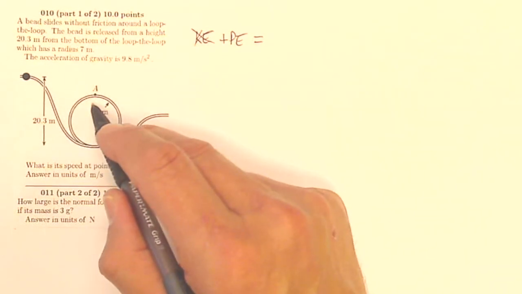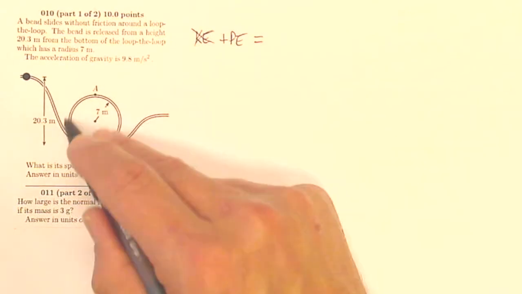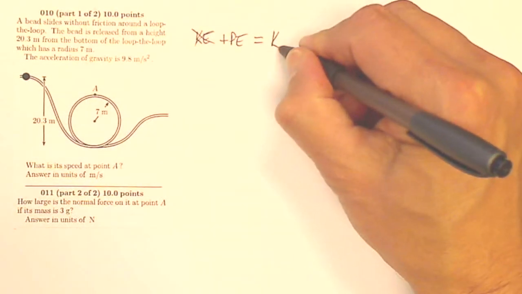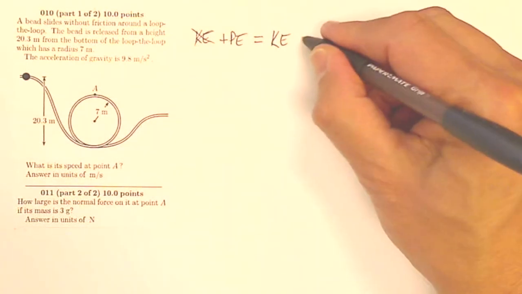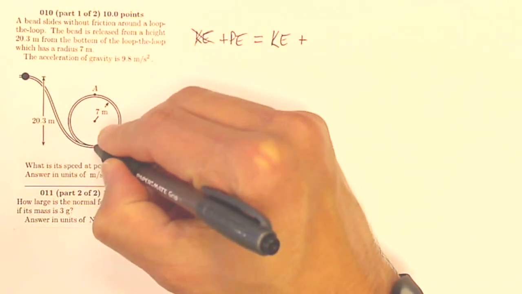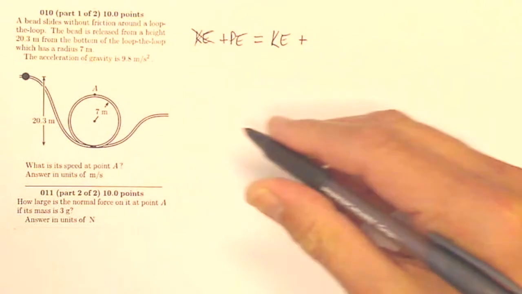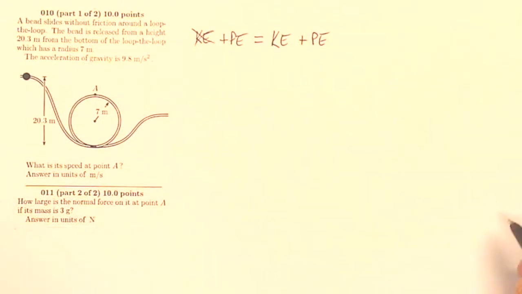So here, is it moving? Well, sure it is. It's moving around that loop, so it's going to have some KE. It even asks for the speed, so I know it's moving. And can it fall? Yes, it can. It can fall from here all the way down to what I say is 0 down here. So it's got some PE there.